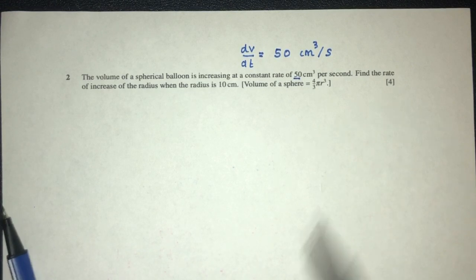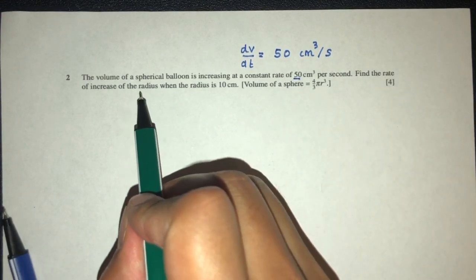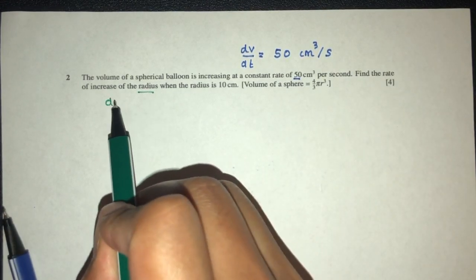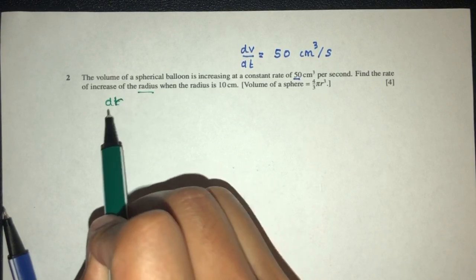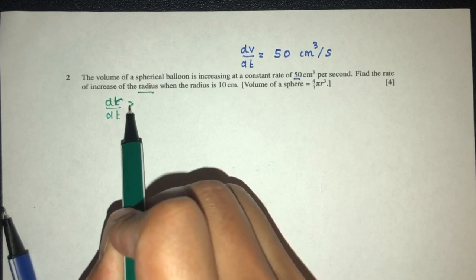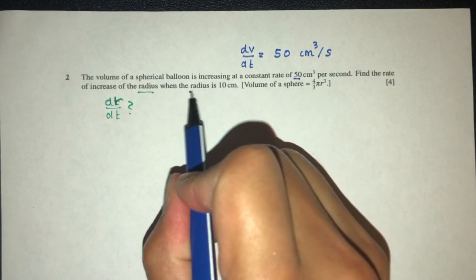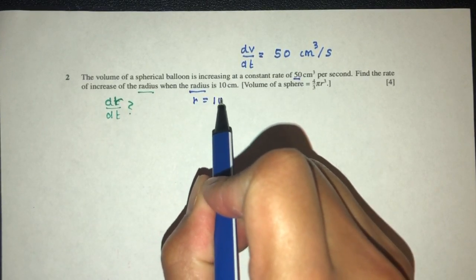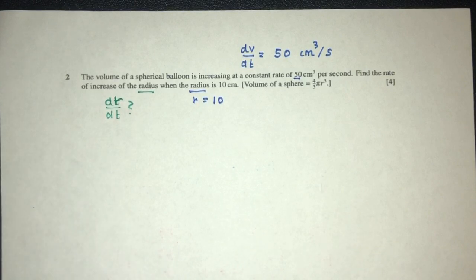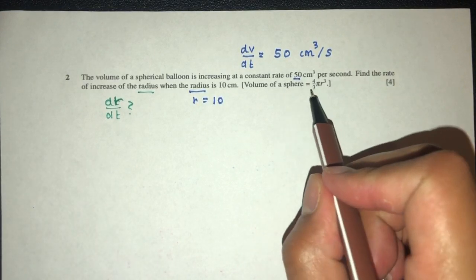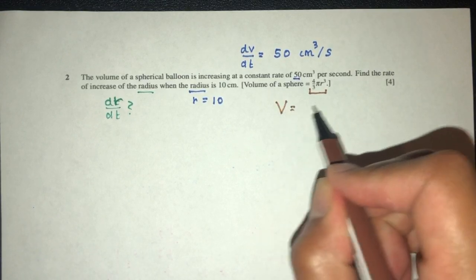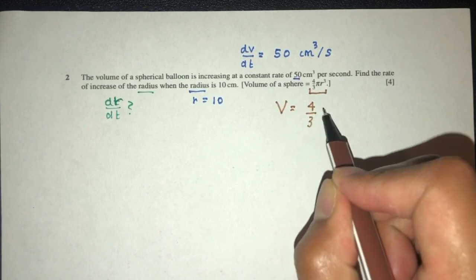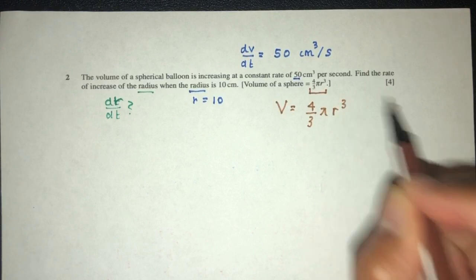Now, we have to find the rate of increase of the radius. So we have to find dr by dt, the radius is r, when the value of r is equal to 10. Now it is given to you, the volume of a sphere is given to you by this. Great. So v, volume, is 4 over 3 pi r cubed.